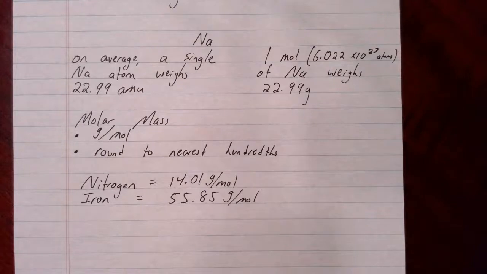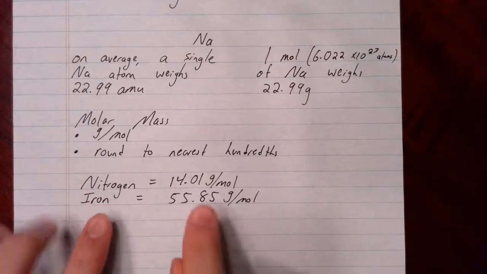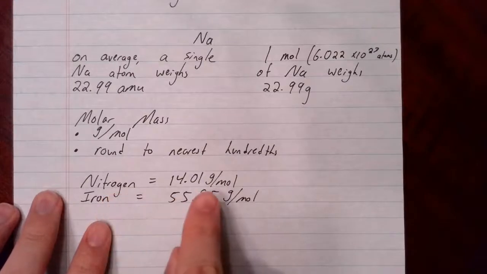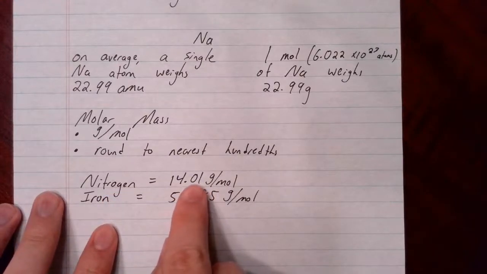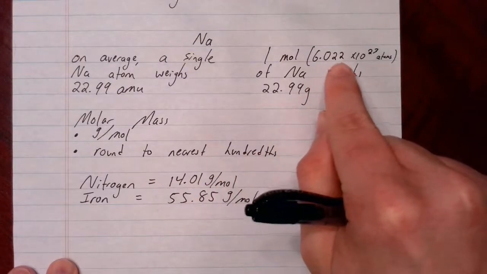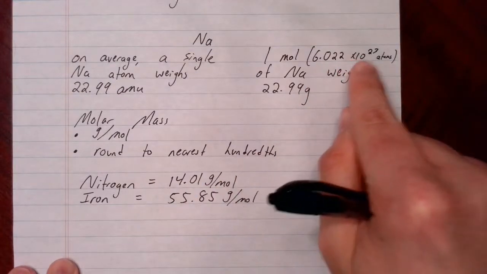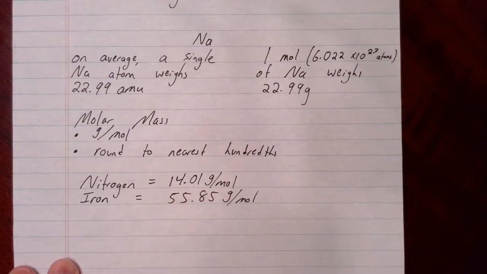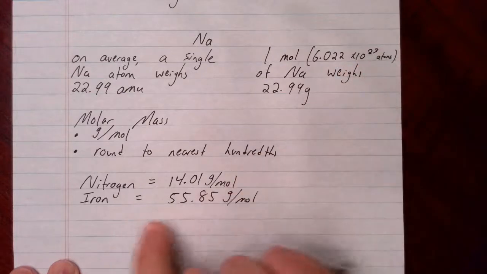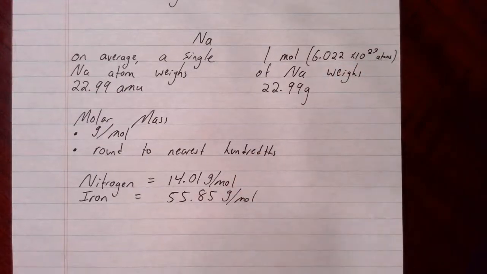So to make sure we fully understand what that means, I'm saying if this is the molar mass of nitrogen, that means 1 mole of nitrogen weighs this many grams. Or in other words, I'm saying 6.022 times 10 to the 23rd atoms of nitrogen weighs 14.01 grams. I'm also saying 6.022 times 10 to the 23rd atoms of iron weighs 55.85.